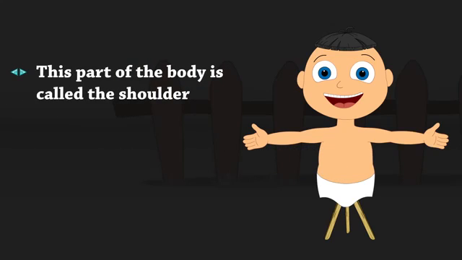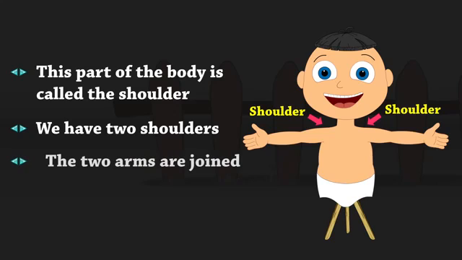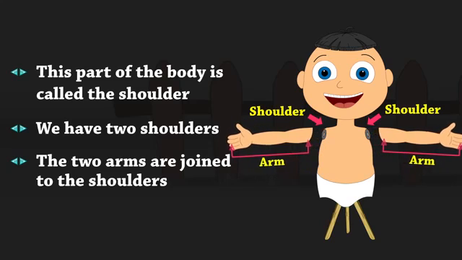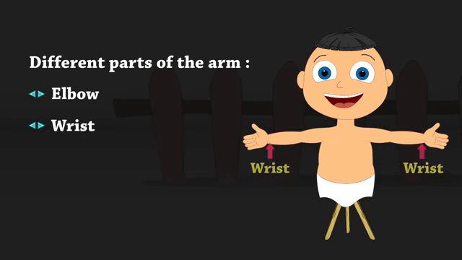This part of the body is called the shoulder. We have two shoulders. The two arms are joined to the shoulders. Different parts of the arm are elbow, wrist, hand.